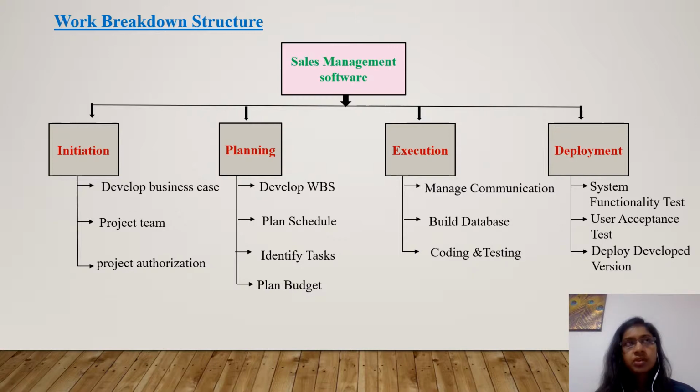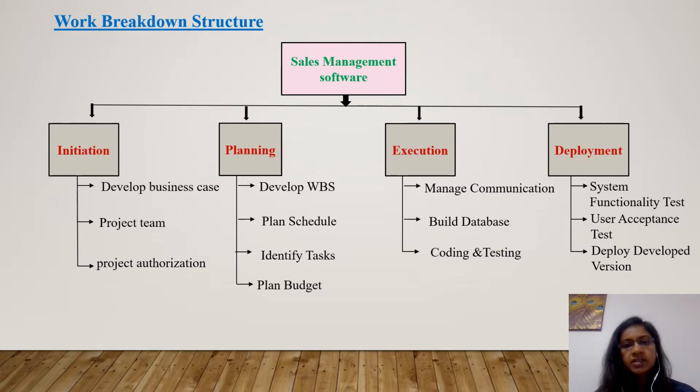A work breakdown structure plays an important role in the project by dividing the team's tasks into manageable sections. Here, the sales management software system is divided into key phases like initiation, planning, execution, and deployment. The initiation phase is subdivided into tasks like developing the business case, assigning the project team for the project, then getting the authorization for the project.